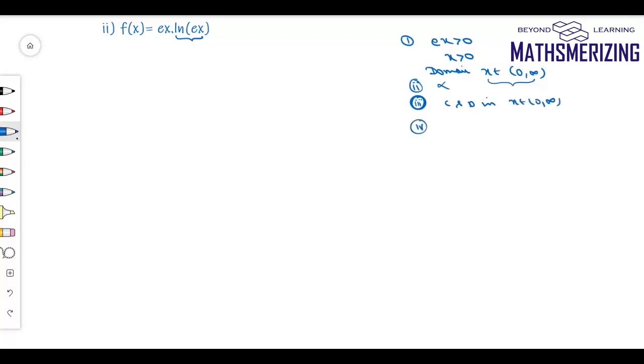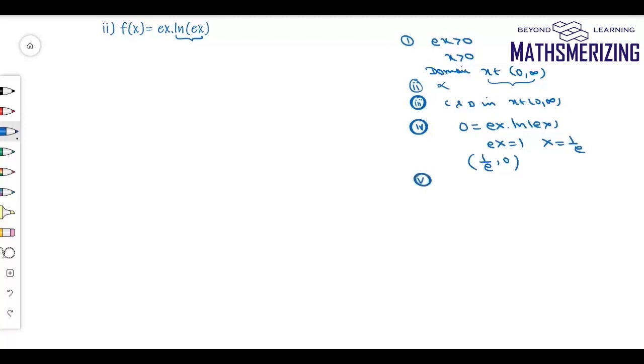Now the fourth step is to find the points where it will intersect the x-axis or y-axis. I cannot put x as 0 because it is not included in the domain. So if I put y as 0, I'll get x ln x equals 0. So that means ln x equals 0, x equals 1. So it will intersect the x-axis at (1, 0) and it will never intersect the y-axis.